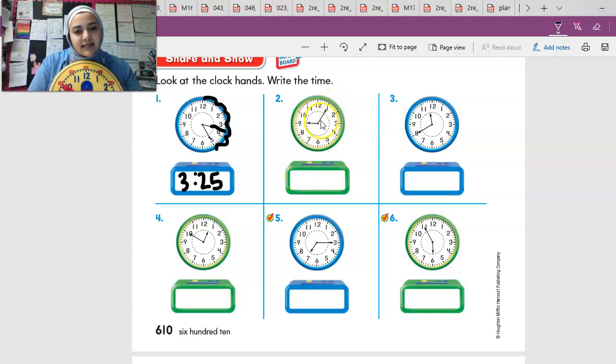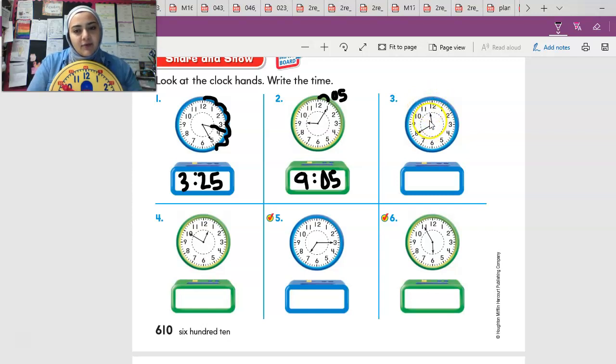Let's look at number 3. Number 3, the hour hand is between the 11 and the 12. Remember, it's not on the 12 yet. It's almost on the 12. So you look at the hour before. That means the hour is 11 o'clock. And the minute hand is on the 8. So this is 5, 10, 15, 20, 25, 30, 35, 40. So the time here is 11:40.